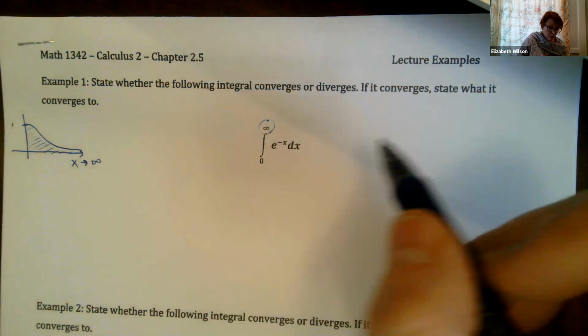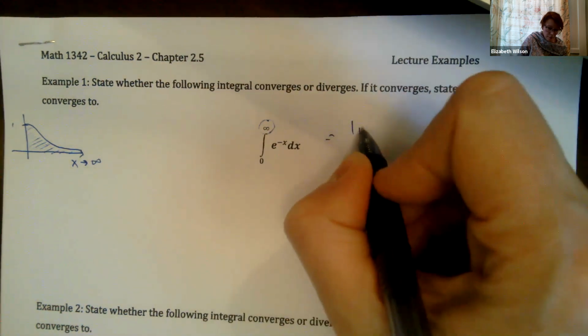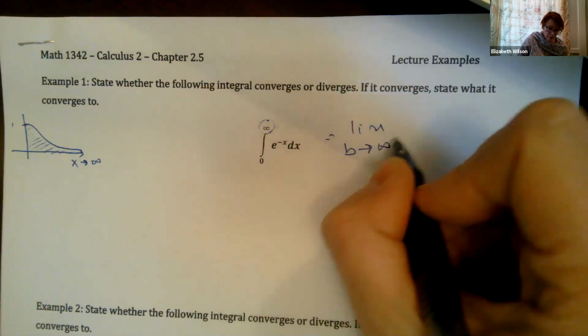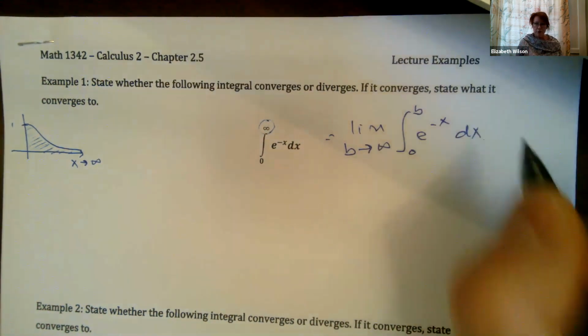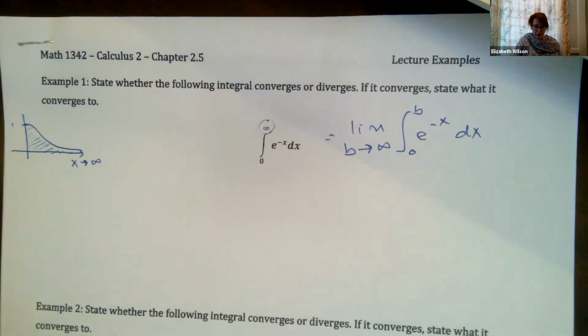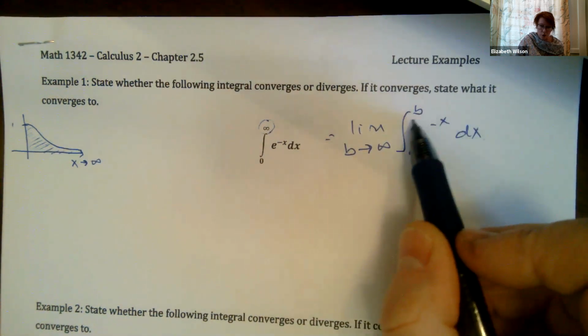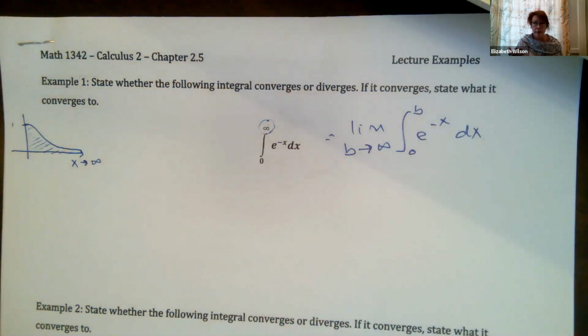So let me rewrite this. I'm going to write the limit as b goes to infinity of the integral from 0 to b of e to the minus x dx. My very first step, I need to rewrite this to recognize this is an improper integral, and I have to evaluate this using a limit. Okay, so now I'm going to integrate this normally, like I would with whatever rule I need. Do I need to use the power rule? Do I need to use exponentials? Do I need to use trig? Do I need to use integration by parts, partial fractions, whatever? You're going to use whatever tools you need to integrate this problem.